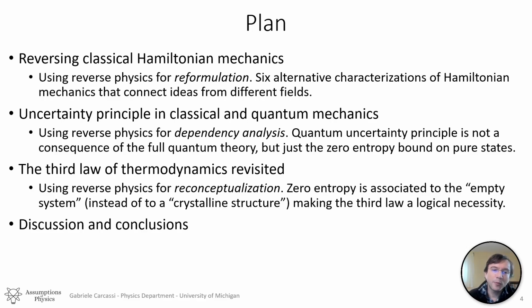As a second example, to show how we can do dependence analysis in reverse physics, we'll look at the uncertainty principle in classical and quantum mechanics, and we'll show that the uncertainty principle is not really a consequence of the whole of the quantum theory, but just of the zero entropy bound on the pure state. So that's enough to then recover the uncertainty principle in quantum mechanics and also in classical mechanics.